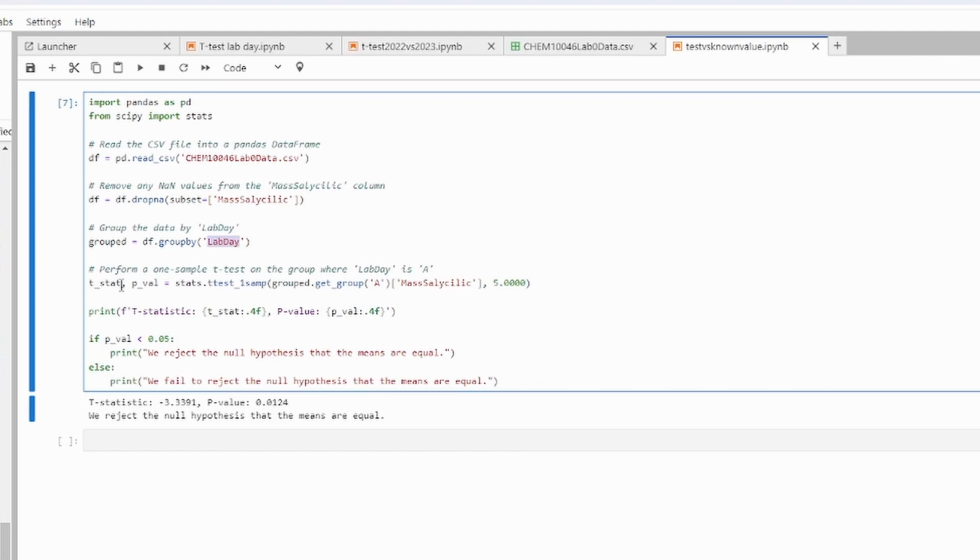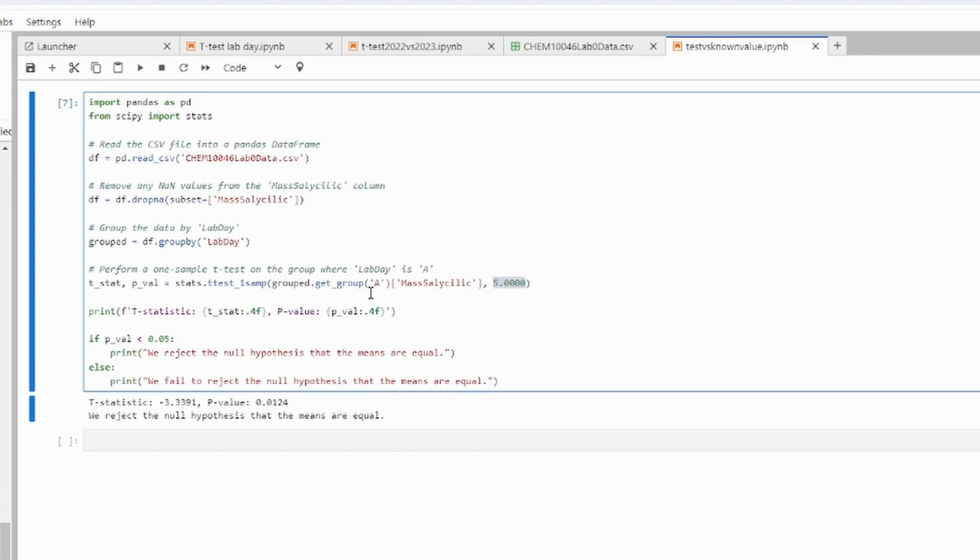And now we perform the statistic on it. And since we're doing it versus a known value, this is a one sample t-test. And so what we're asking it to do is to calculate the t-statistic and the p-value for it based on this function. The function is going to take the group set A and the column mass salicylic specifically for that. That's going to be the data set that it will compare against our value here.